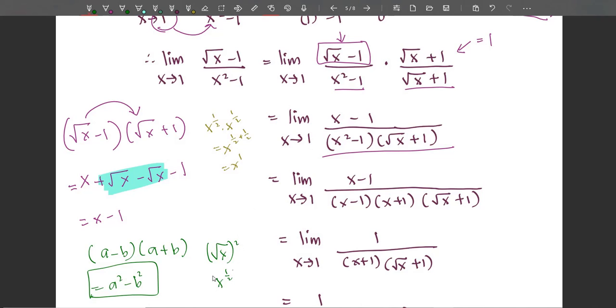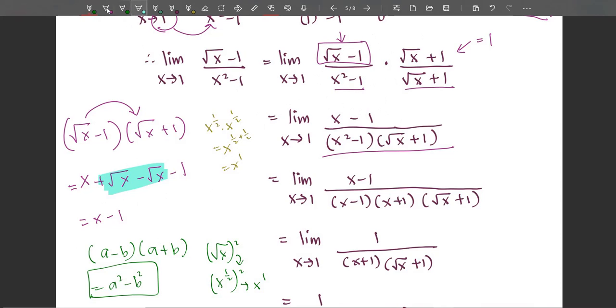Root of x power of 2, x power of half power of 2 is going to be equal to x power of 1. And then minus b squared. Minus b is 1, 1 power of 1 is 1. I hope I have completed the explanation for how we get this kind of terms.